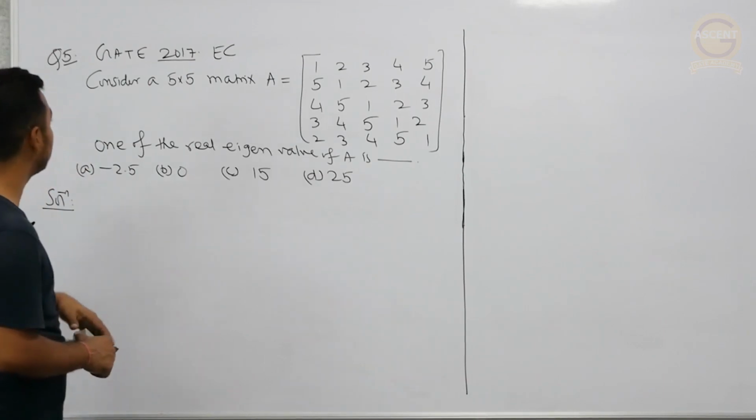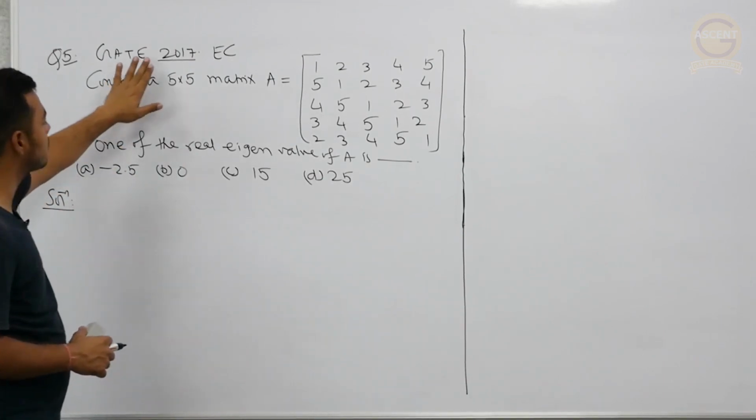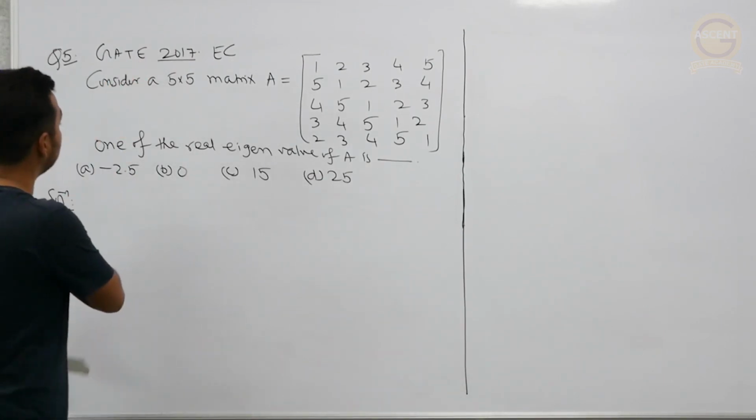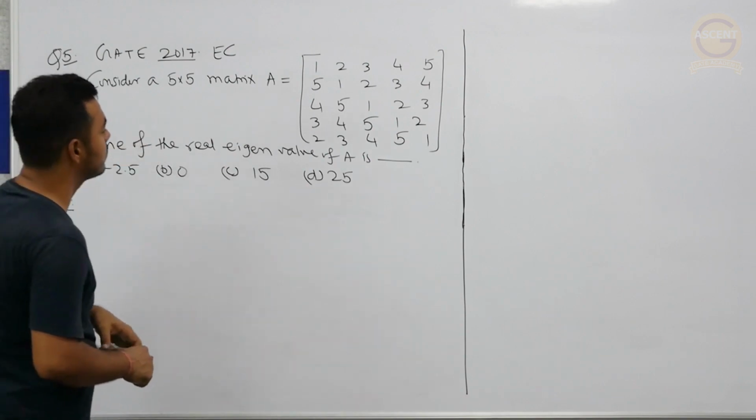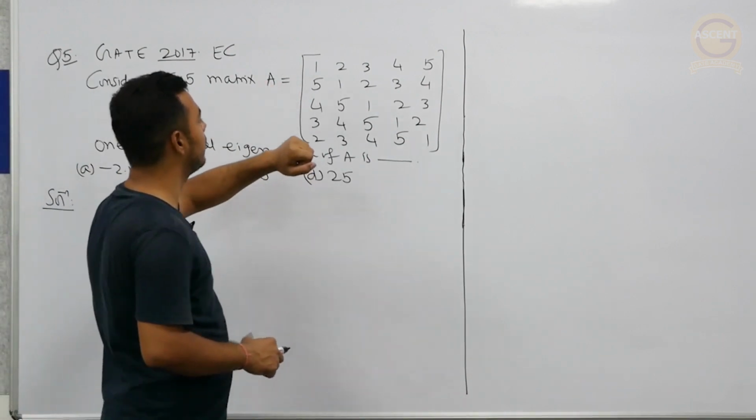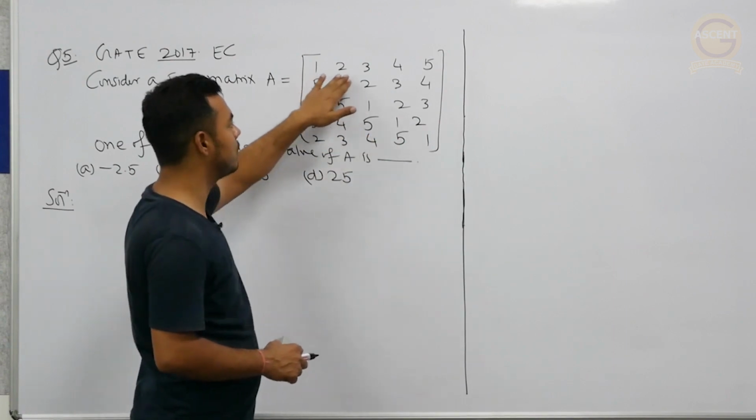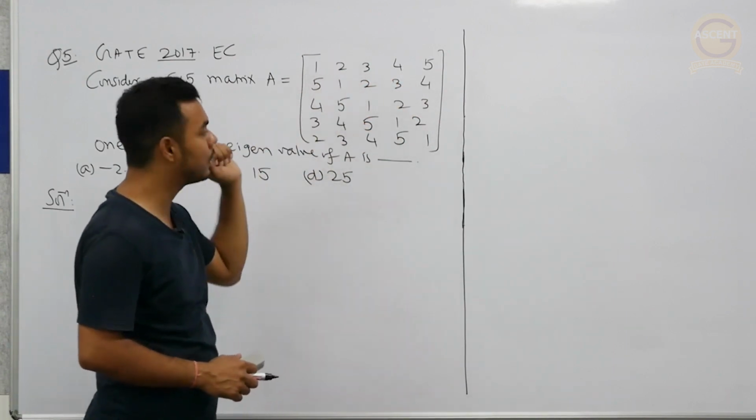Okay, so our next question is a very interesting problem. This was asked in GATE 2017. The question is, consider a 5 cross 5 matrix. Now this matrix A is given. It has 5 rows, 5 columns. The first row is 1, 2, 3, 4, 5. Similarly, it has the other rows.